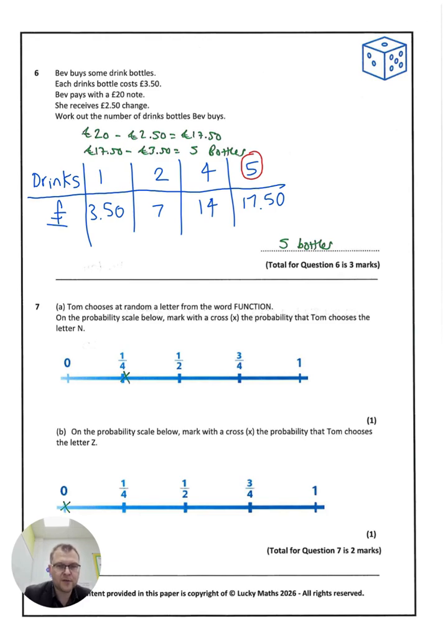I will just briefly talk about question 7, as this has come from the recent November 25 GCSE paper. A lot of students struggle with the first bit, and it was just sometimes reading. "Function" has 8 letters. 2 of those 8 letters are n's. 2 over 8 is equal to 1 over 4, 1/4.